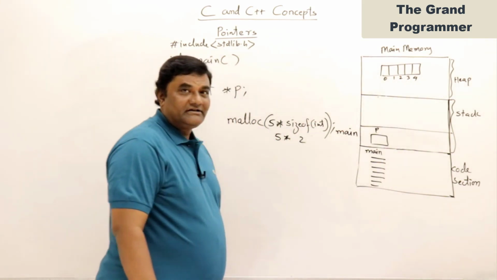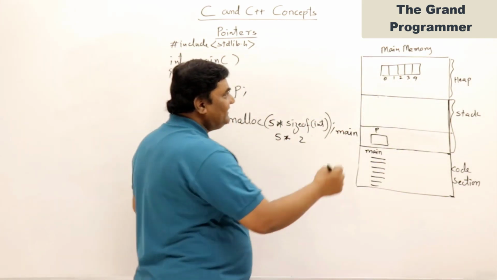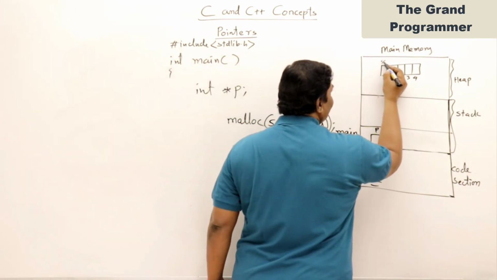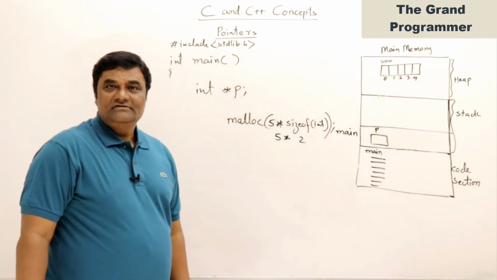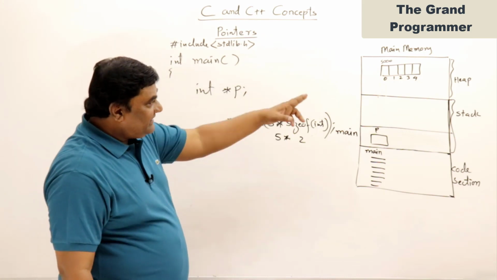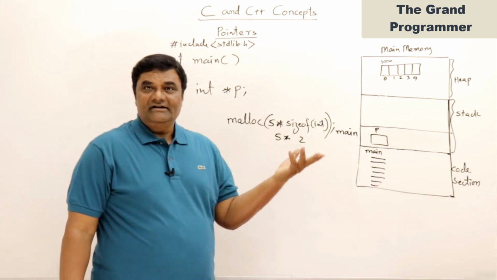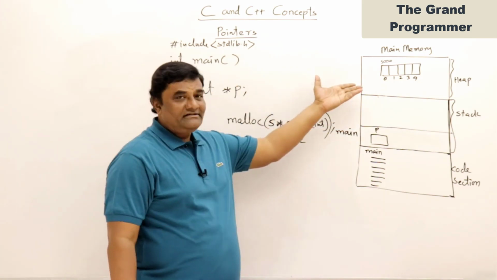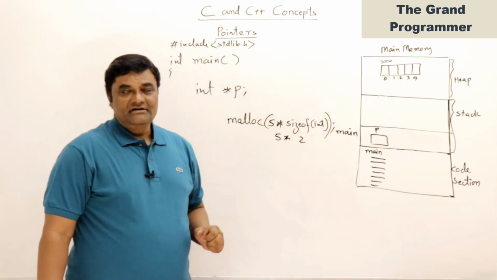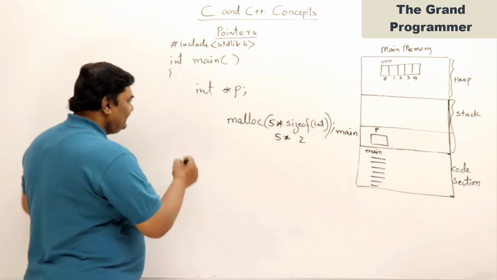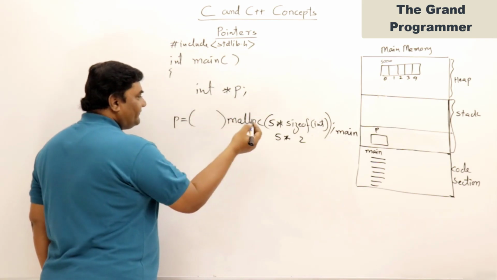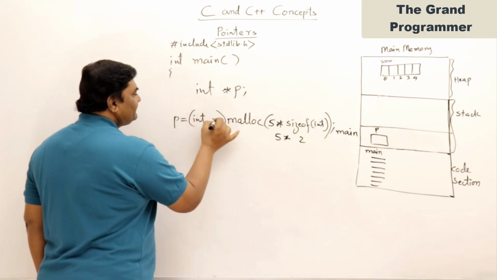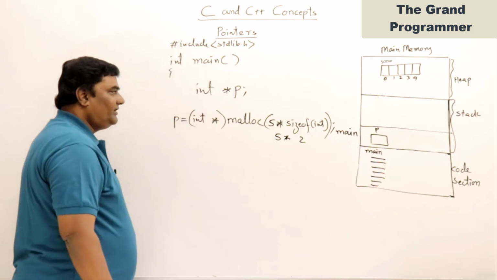Now that memory is allocated. Suppose the starting address of this is 5000, for example. First byte address is 5000, and so on. Then that should be pointed to by a pointer, because we cannot access it unless we have a pointer. So I will assign this to a pointer. Now this malloc function returns a void pointer, so we have to typecast it and say it is an integer pointer.